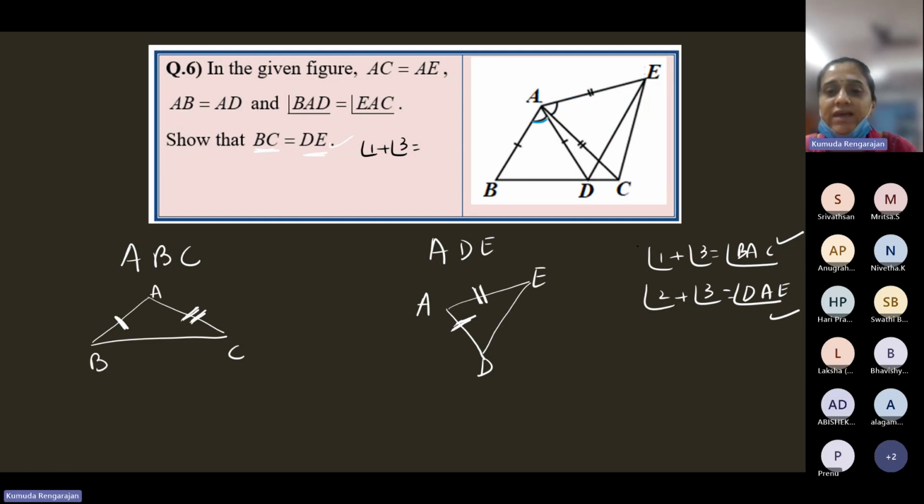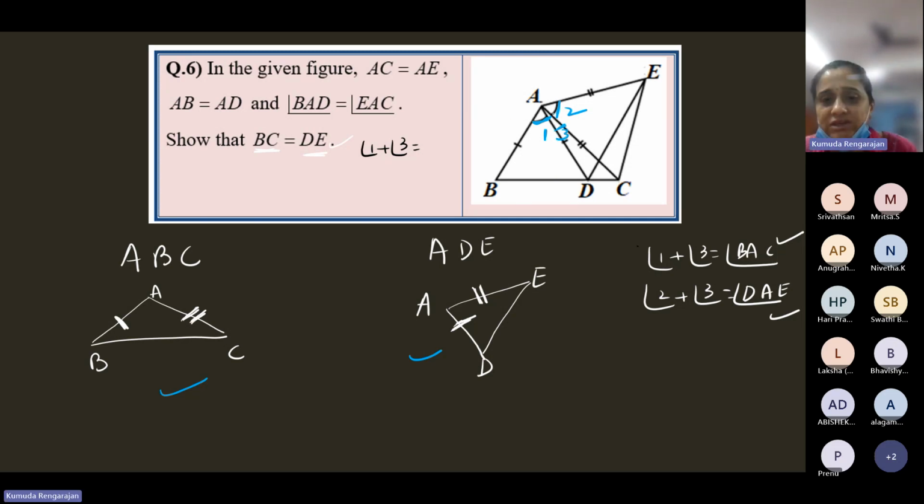We are given that this angle is equal to this angle. But angles 1 and 2, no, we can't see them in these two triangles at all. When you try to mark BAD and EAC in these two triangles, you don't find the angles, because BAD and EAC are not complete angles in the two triangles. You must add something to them, then it becomes a complete angle in the two triangles. And what you should add is angle 3.